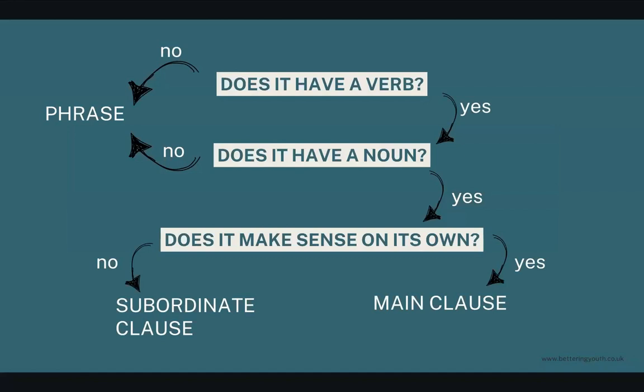Okay, so how can we make sure that we understand the difference now between a phrase and a subordinate clause? Does it have a verb? No. It's probably a phrase then. If it does, let's keep checking. Does it have a noun? No. It's probably a phrase. But if it does, let's keep checking. Does it make sense on its own? No. Then it's a subordinate clause. Yes, then it's a main clause or an independent clause. This is a sentence or a clause that has a subject, a verb, and makes sense on its own.